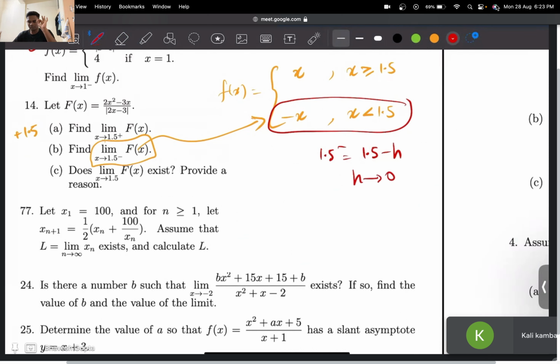So the moment you found which branch you have to substitute, you will get your answer, and the answer turns out to be minus 1.5 for the B part.